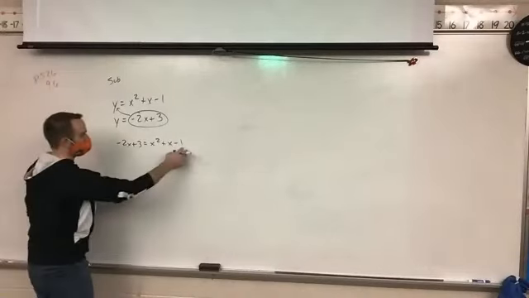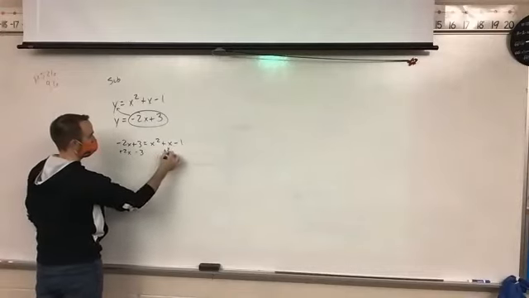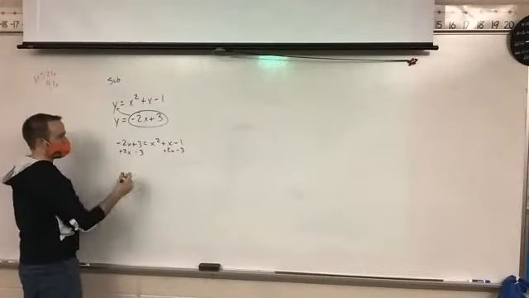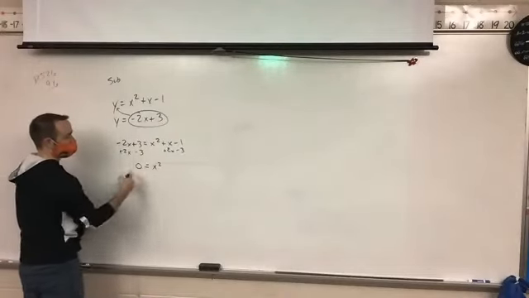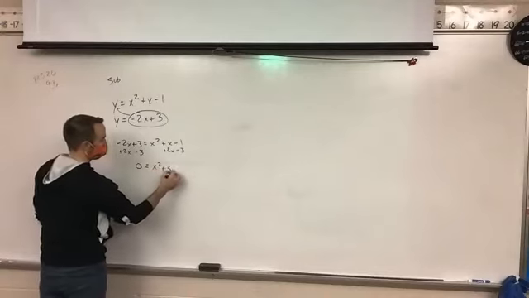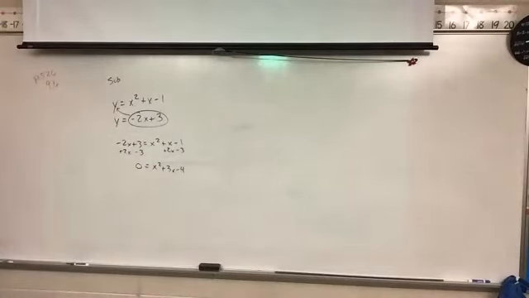Okay, so we're going to get everything over to one side. So I'm going to add the 2x over. I'm going to subtract the 3. I'm going to move everything over to one side, make it equal 0. It's going to be 0 is equal to x squared plus 3x minus 4. And then I can solve that.